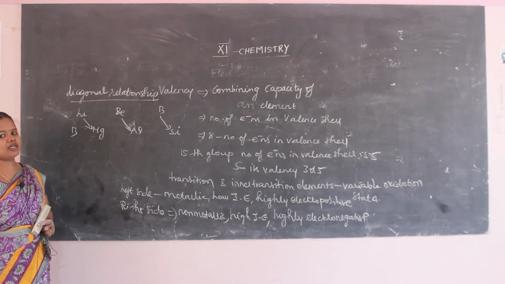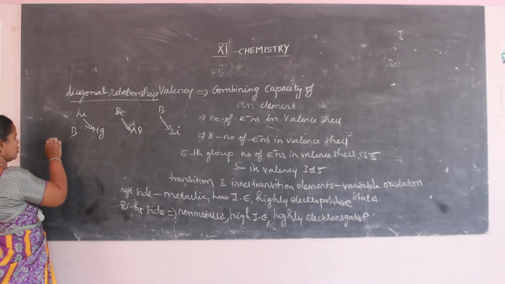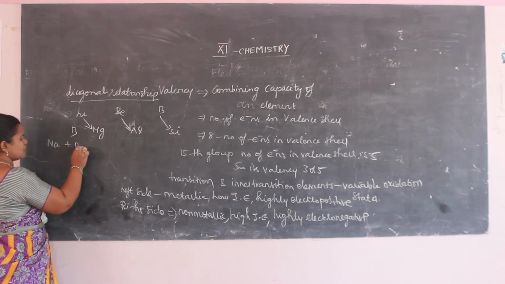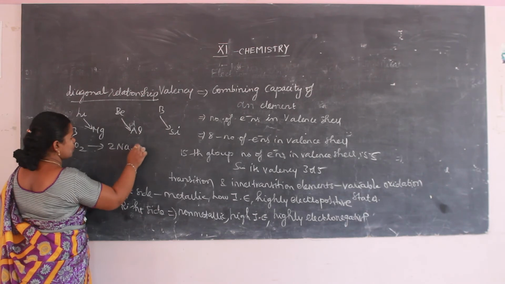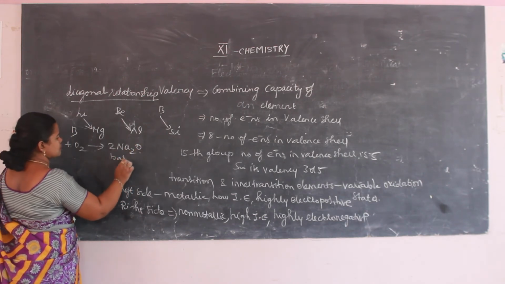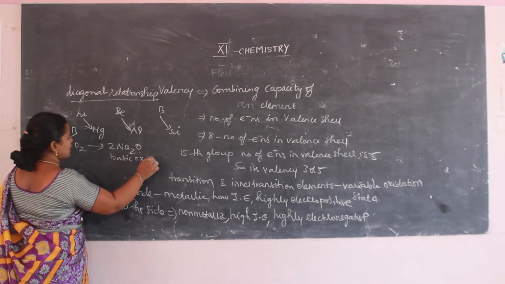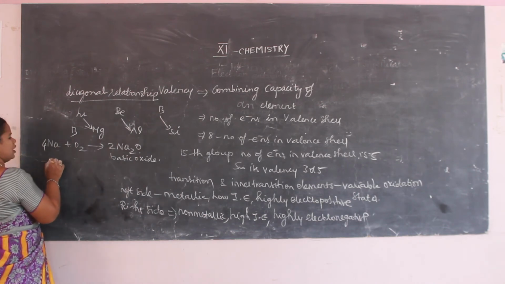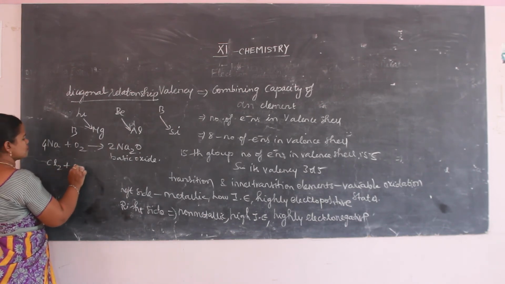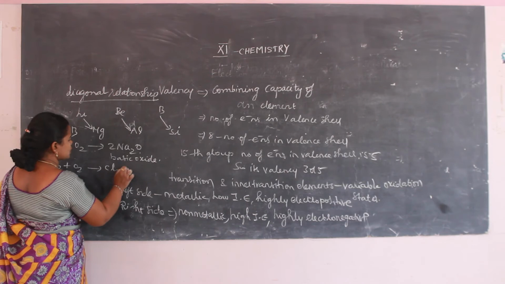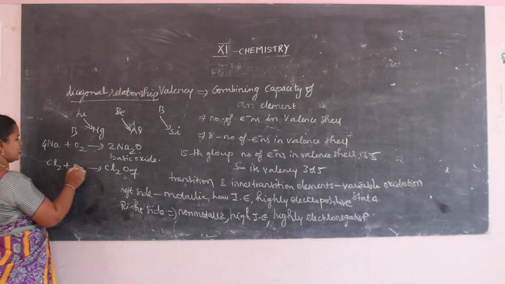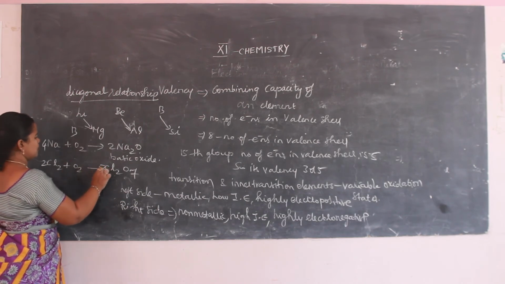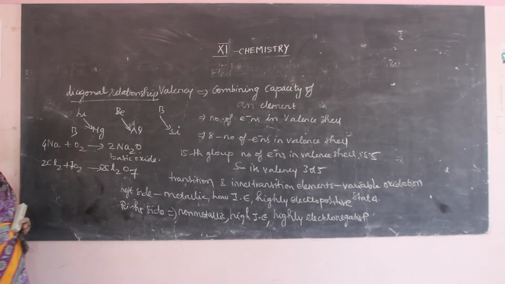Then some of the elements, for example sodium, when it reacts with oxygen, it forms what? Na2O. It is a basic oxide. Sodium when it reacts with oxygen forms Na2O. Then chlorine, when it reacts with oxygen, it forms Cl2O7. This is one important concept. So 2 and 2, here also 7, so it forms Cl2O7.